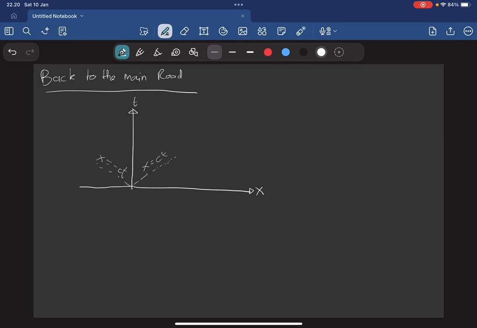Once again, this frame will be moving such that x prime equals x minus vt. So exactly like the moving observer in our figures before. Now let's draw the world line here. Let's call it Art, where x equals vt and x prime equals 0.